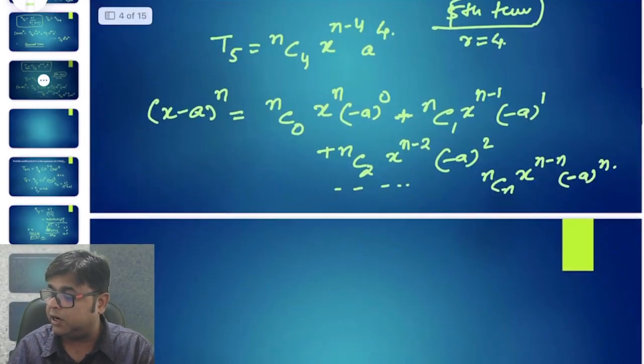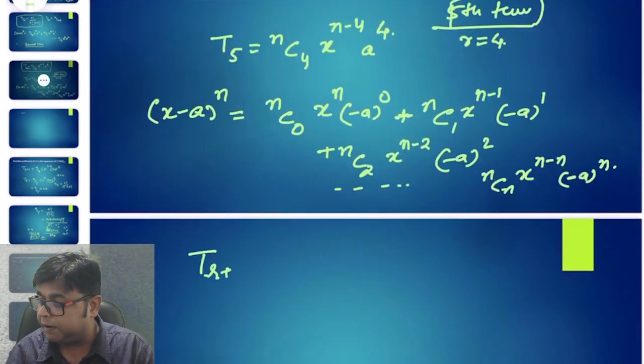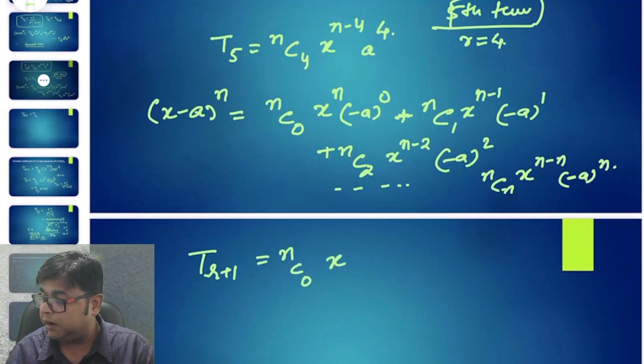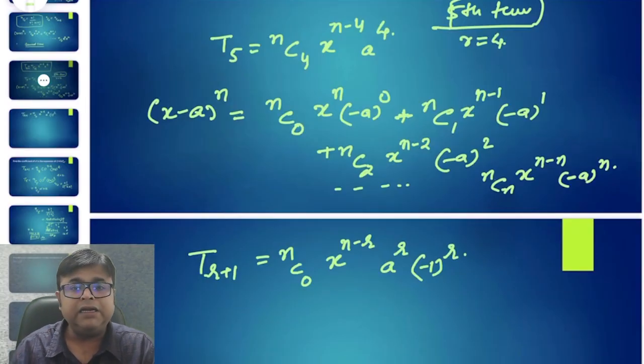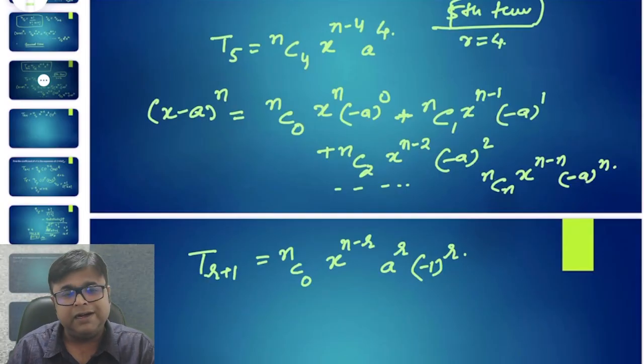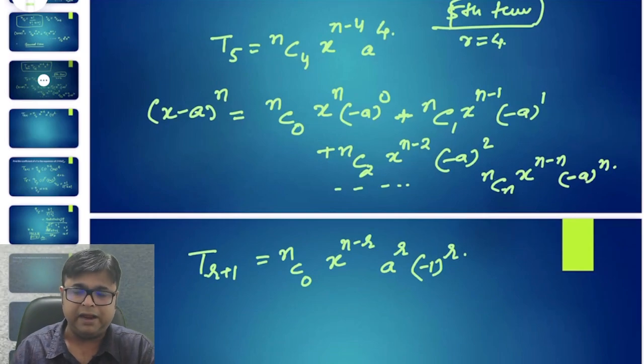So if I have to write the general term of this, I'm going to say T(r+1) equals nCr x to the power n minus r and a to the power r, and in it I will also put minus 1 to the power r. Minus 1 to the power r will adjust the sign of this term. So if r is odd, it will give me a negative term. If r is even, then it will give me a positive term, right? So these are the general terms of these expansions which one should remember, right?